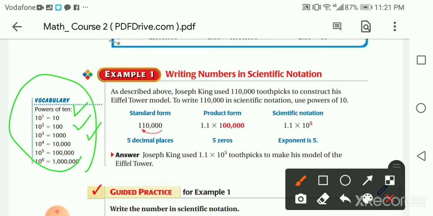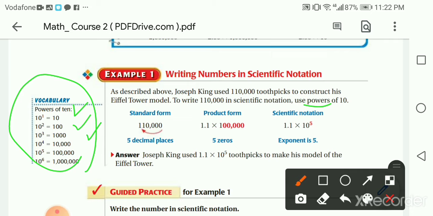As described above, Joseph King used 110,000 toothpicks to construct his Eiffel Tower model. I don't know why. To write 110,000 in scientific notation, use powers of 10. It's easier to use the powers of 10 now. So the standard form here I have is 110,000. So 1.1 times what? Times 100,000.